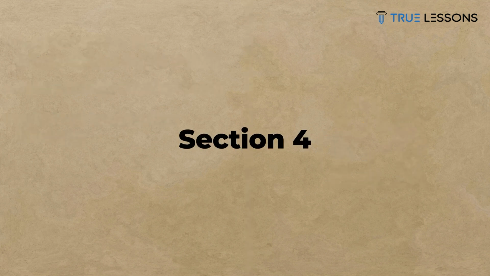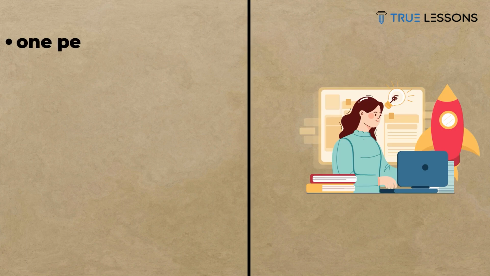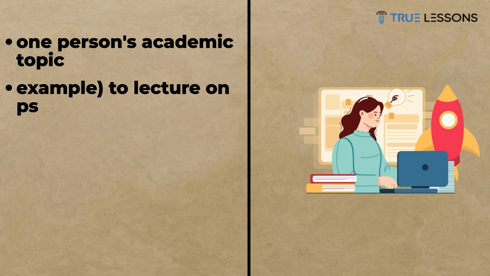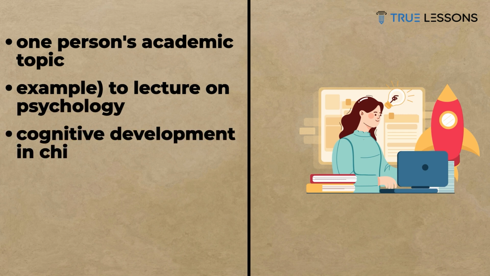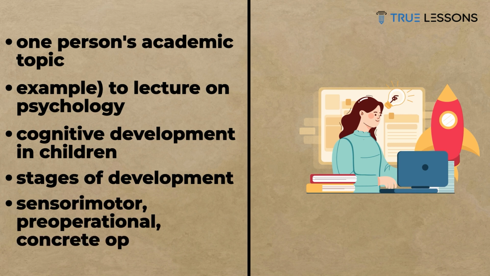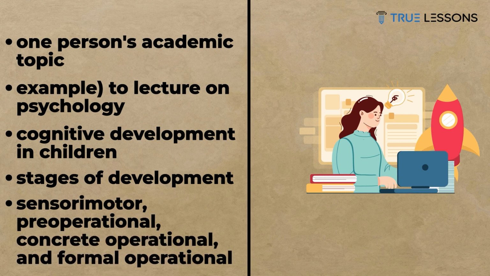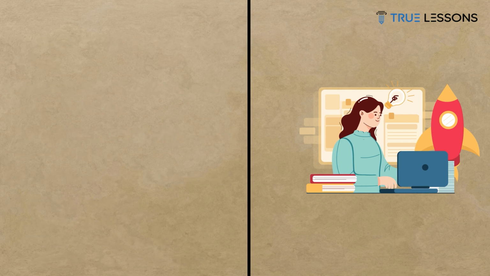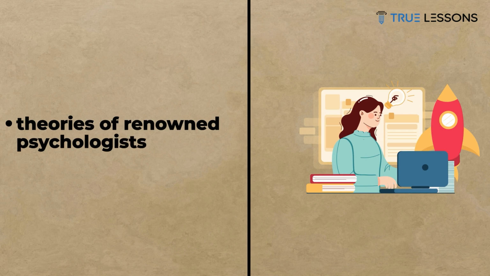In the final section, you listen to one person on an academic topic. For example, a lecture on psychology. The speaker discussed the topic of cognitive development in children. The lecture covered various stages of development such as sensorimotor, pre-operational, concrete operational, and formal operational. The speaker also highlighted the theories of renowned psychologists in this field.